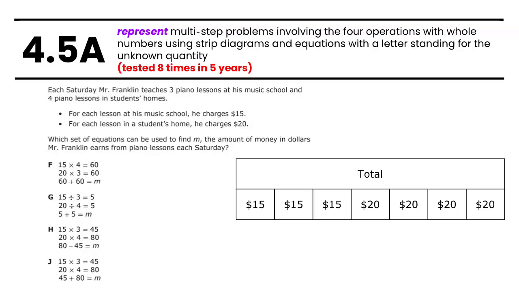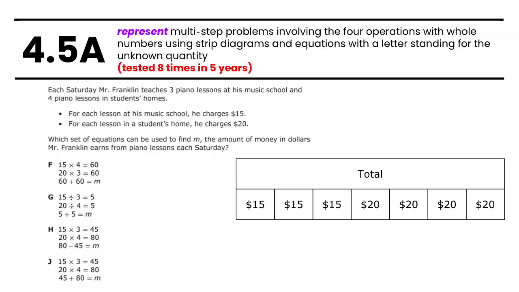What we see in this problem is that each Saturday, Mr. Franklin teaches 3 piano lessons at his music school and 4 piano lessons in students' homes. For each lesson at his music school, he charges $15, and for each lesson in a student's home, he charges $20. And we want to know which set of equations is used to find the amount of money that Mr. Franklin earns from piano lessons every Saturday.